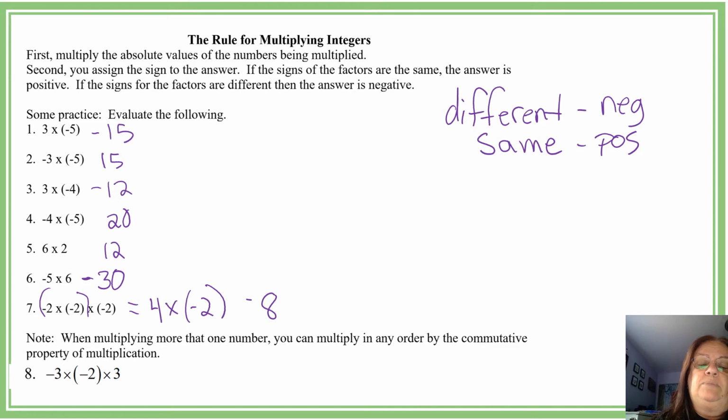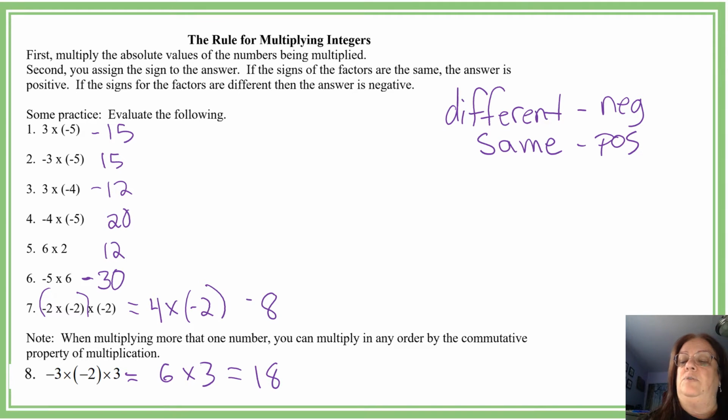When multiplying more than one number, you can multiply in any order by the commutative property of multiplication, which you can also use your associative property. All right, negative 3 times negative 2 is a positive 6. And now I have a 3 on that. 6 times 3 is 18. No matter what order you do it, it's going to work out this way.